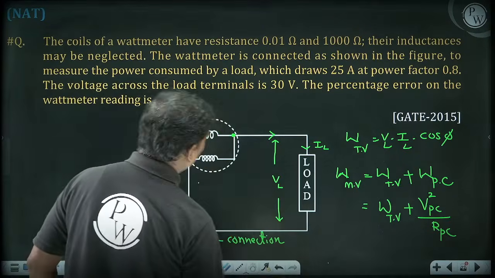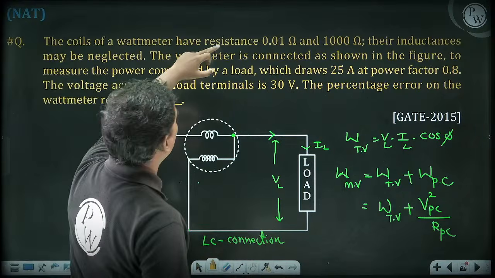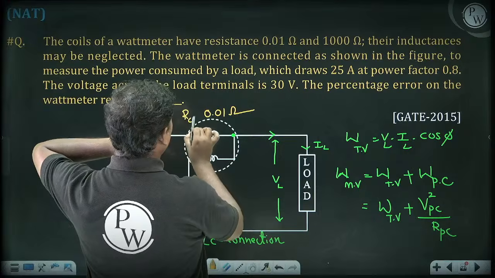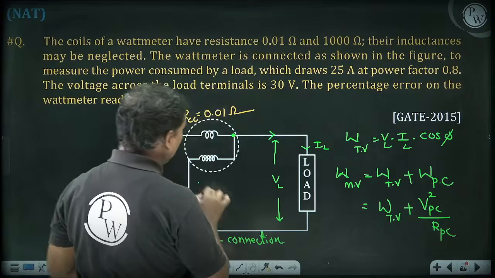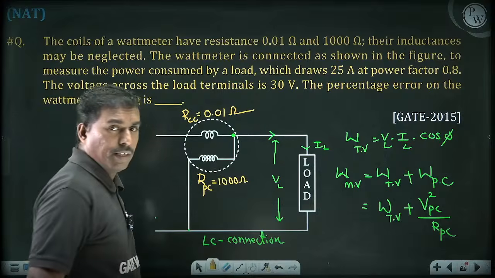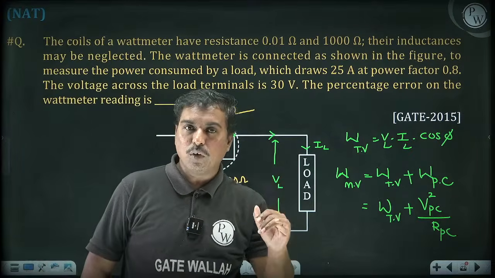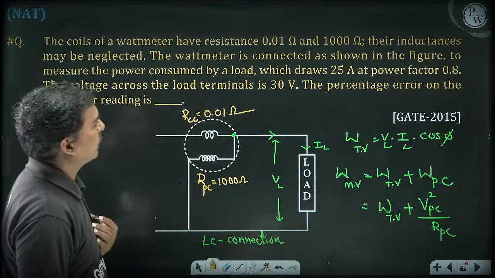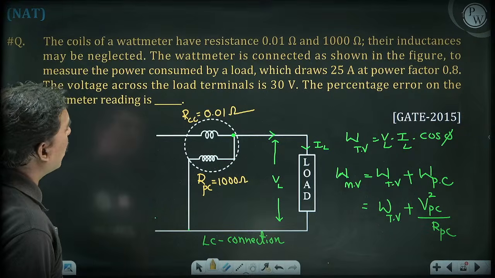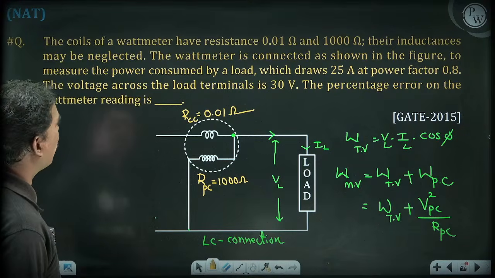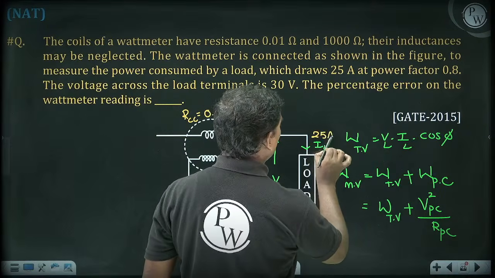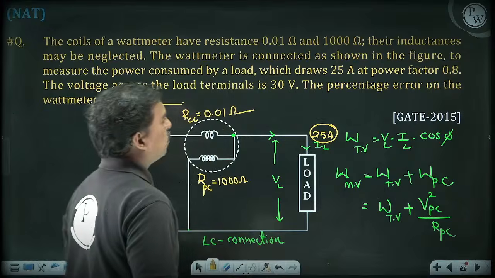What is the data given? The coils of a wattmeter have a resistance of 0.01 ohm. So this resistance is RCC, 0.01 ohm, and RPC, the resistance of the pressure coil, is always high, that is 1000 ohms. Remember, current coil resistance will be low, pressure coil resistance will be high. Next, their inductances may be neglected. The wattmeter is connected as shown in the figure to measure the power consumption, which draws 25 amperes. So this current is 25 amperes and the power factor is 0.8.